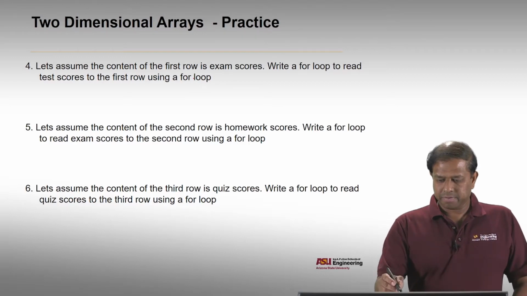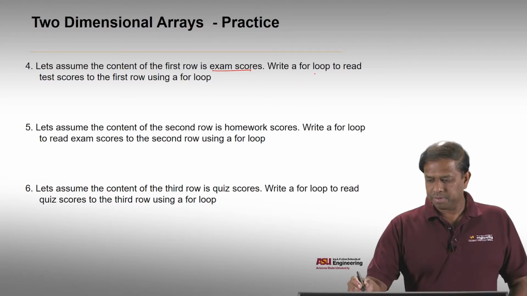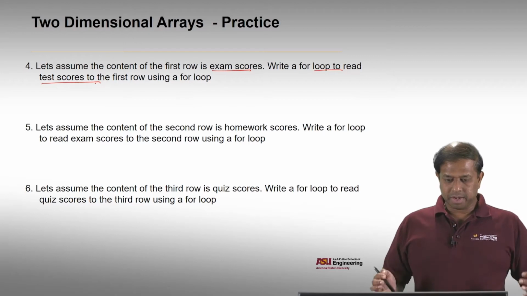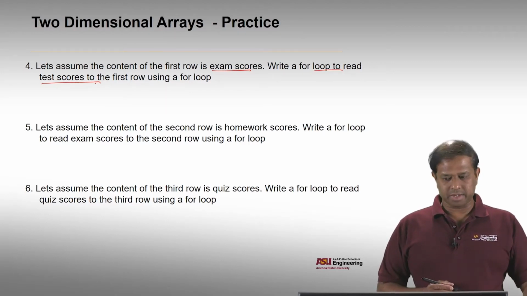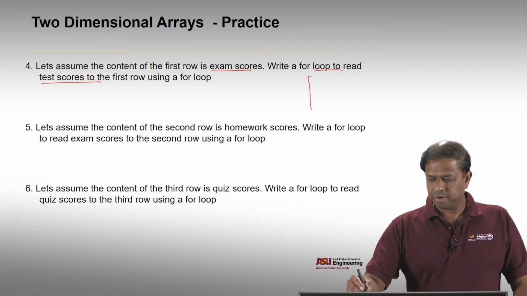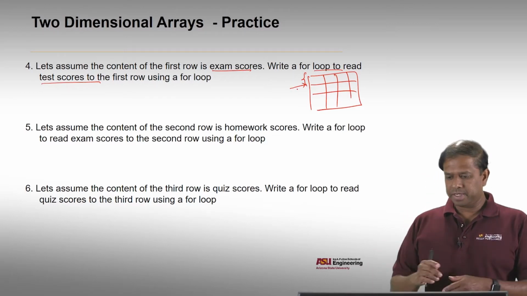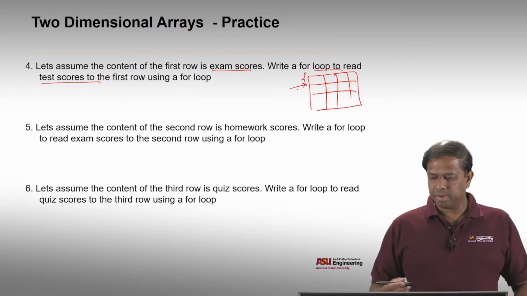So let's say that the first row is going to have exam scores, and if I want to write a for loop to read test scores for the first row, even though it's a 2-dimensional array, I can actually perform operations column wise as well as row wise. Now this time this is what I want. I have this 2-dimensional array with 3 rows and 4 columns, and now I need to read data into the first row only. So that's the exam scores.